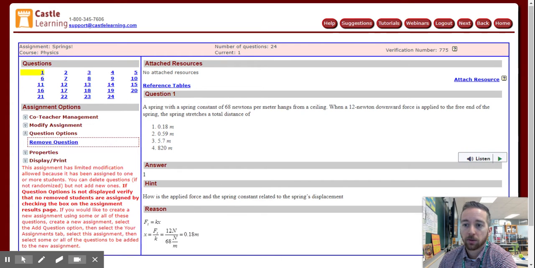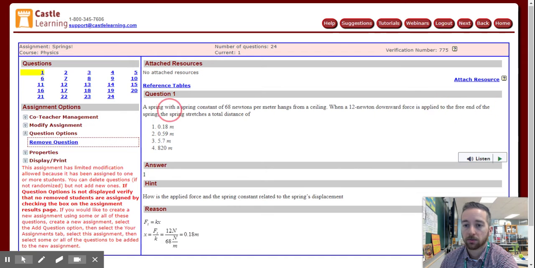But you have a spring, the spring constant, so you'd write K equals 68 newtons, hanging from the ceiling, and then a 12 Newton downward force. So again, your two main equations are about force and about potential energy. 99% of the time, as soon as you see they even just mention a force being applied to the spring, that means you have to use Hooke's law right down here, which is the force of a spring equals K times X.